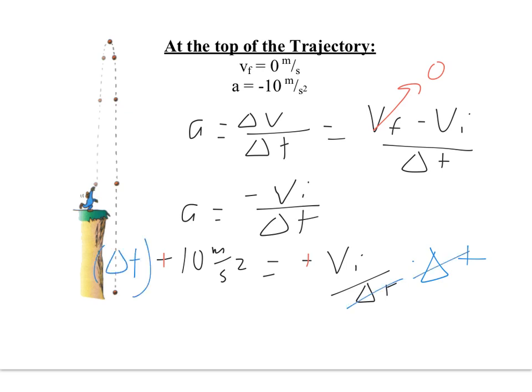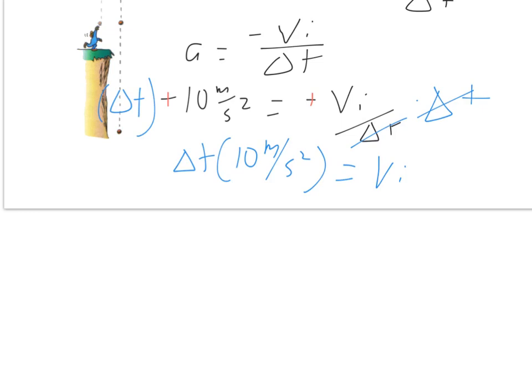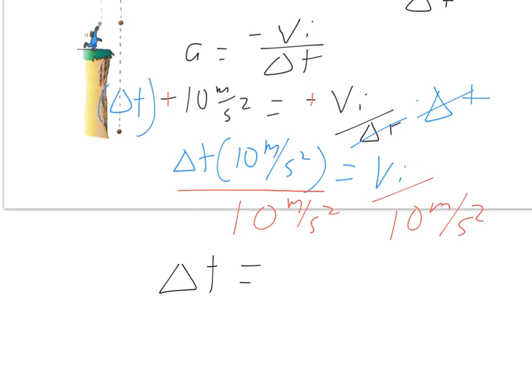So then that goes away. Let me rewrite this because it's already getting a little sloppy. I've got the change in time times 10 meters per second squared is equal to the initial velocity. One more quick step here: I'm going to divide both sides of the equation by the 10 meters per second squared. What I wind up with is the change in time is equal to the initial velocity divided by 10.